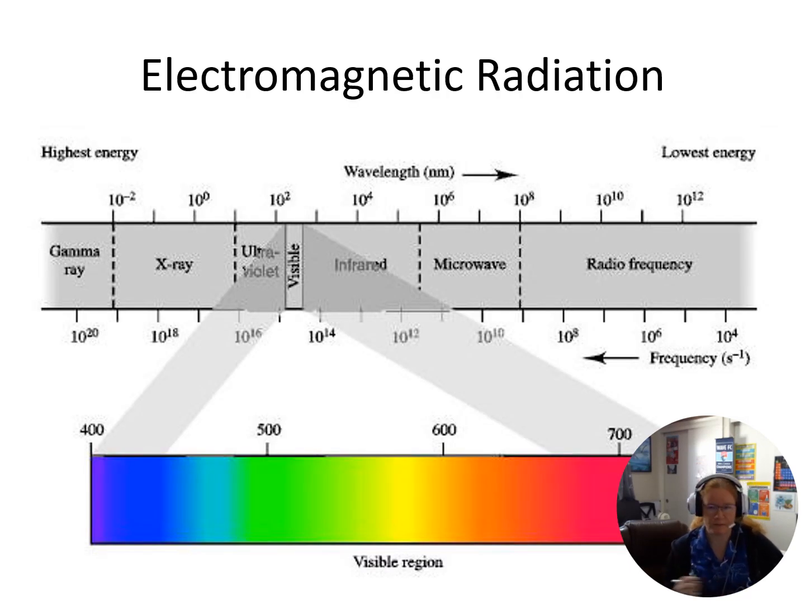Let's briefly discuss electromagnetic radiation. So basically, electromagnetic radiation is just one of the ways that energy travels through space. So we have this whole spectra, this electromagnetic spectrum. So all sorts of different things travel as electromagnetic radiation: gamma rays, X-rays, ultraviolet rays, infrared, microwaves, radio frequency waves.